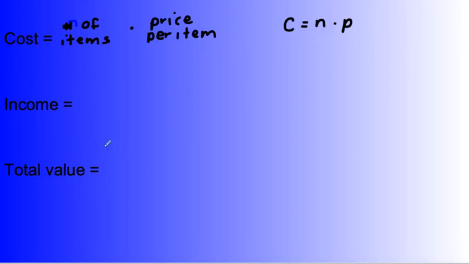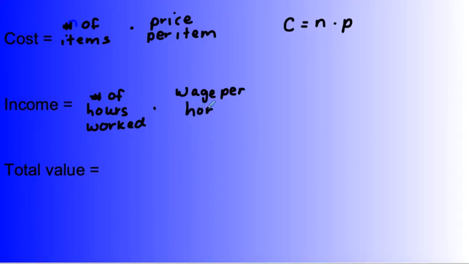Similar for income. If I'm trying to find the income I make for an hourly wage, I would take the number of hours worked and multiply that by your wage per hour, how much you make per hour. And I could write that as a formula: my income is equal to the number of hours worked times, say, our wage.